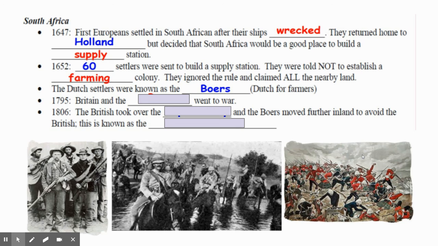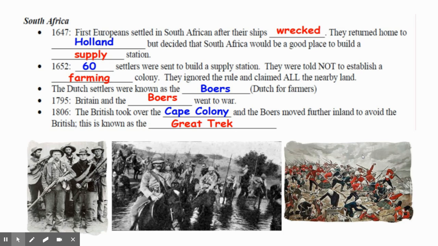By the 1790s, the British and the Boers went to war. And at some point in time, the British are going to get the upper hand. You have to understand, at the time, the British were, you could say, the world superpower. They had the guns, they had the boats, they had everything they needed to make this work. And so the Boers went further inland. This all starts around 1806. The British took over what is known as Cape Colony or Cape Town. The Boers moved further inland to avoid the British. And eventually, for the Boers, this is known as the Great Trek.